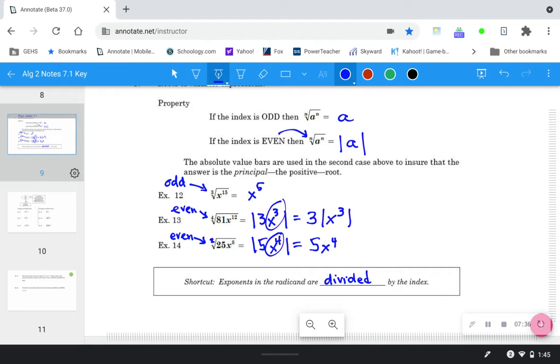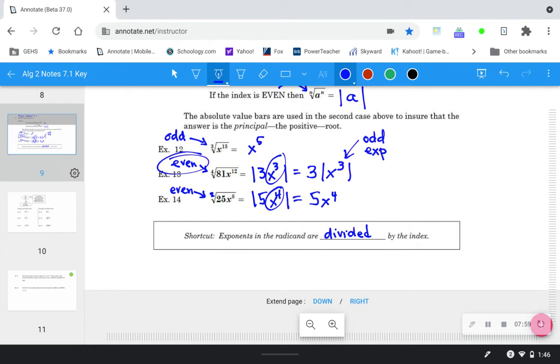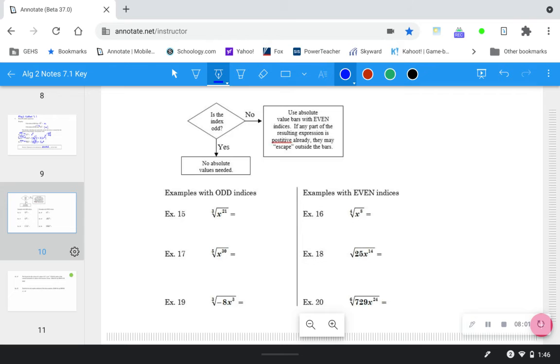Okay, here's a shortcut. If your index is even and the exponent at the back is odd, that's the only situation where you need bars around it. So even in the front door, odd exponent out the back, you need the bars. All right, let me show you what that looks like at the bottom of this page.